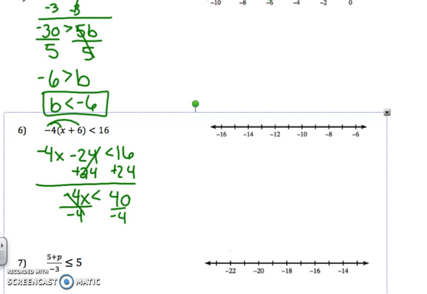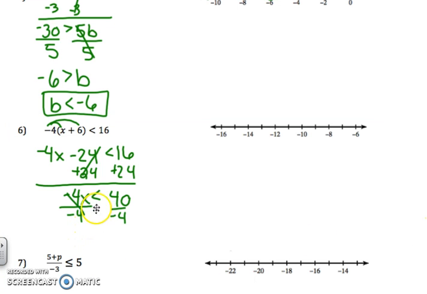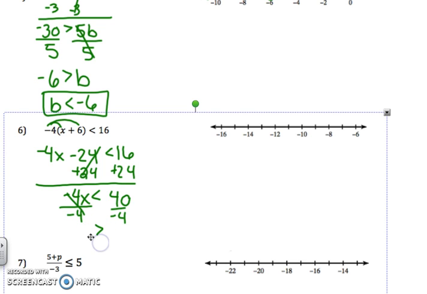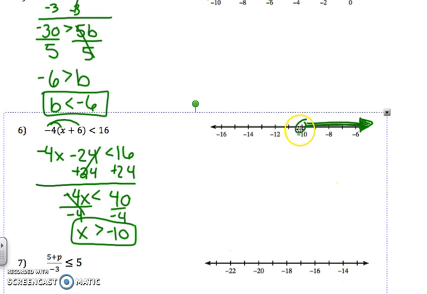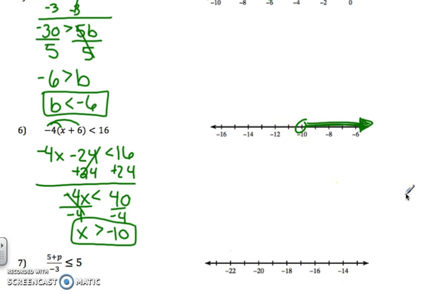What happens when you divide by a negative 4 or a negative number in general? Your inequality sign is going to flip. So go ahead and flip that inequality sign. Bring down your x and then negative 10. Okay? So now I can graph because my variable is on the left-hand side. I'm going to go to a negative 10 and have an open circle. And I'm going to go to the right. Okay? So everything to the right is a solution. But remember, negative 10 is not because it's opened.